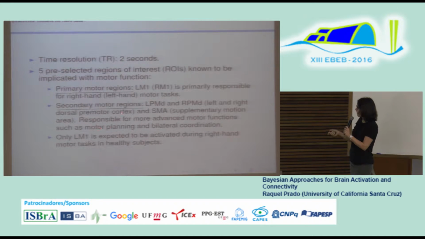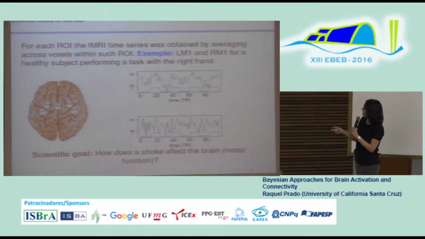Then there are secondary motor regions. There is one in the left and one in the right, and then there is one called the supplementary motor area that's in the center, and this is responsible for more advanced functions. So as I said before, if you are a healthy subject and you are working with your right hand, what you expect is that the LM1, the region on the left, the primary one, is the one that is involved. So this is a little example.